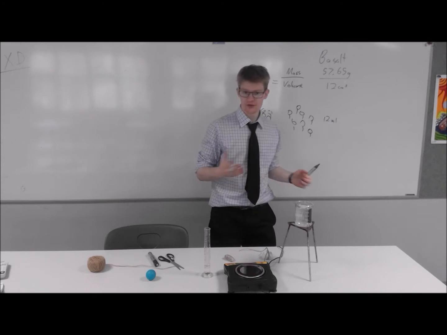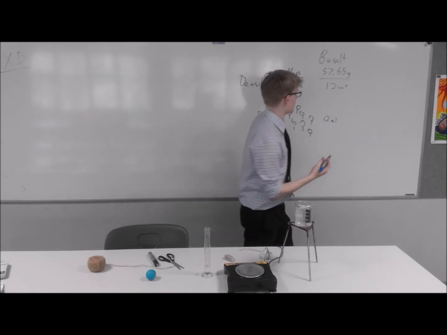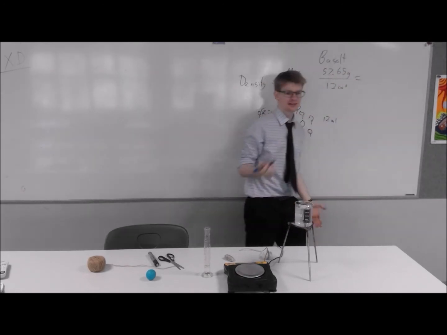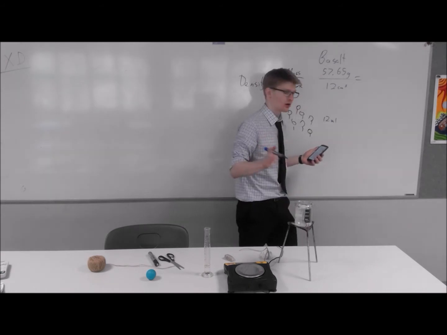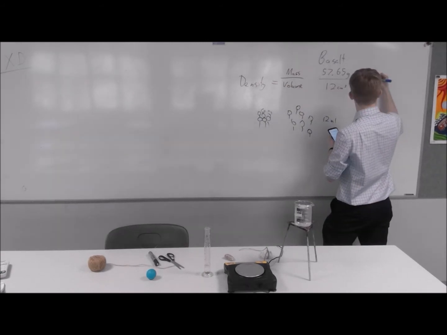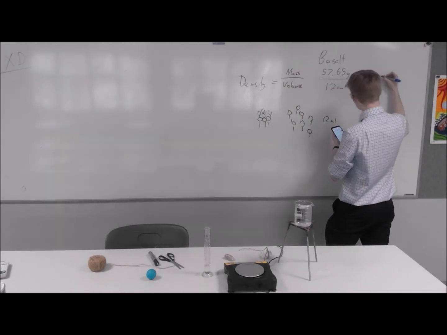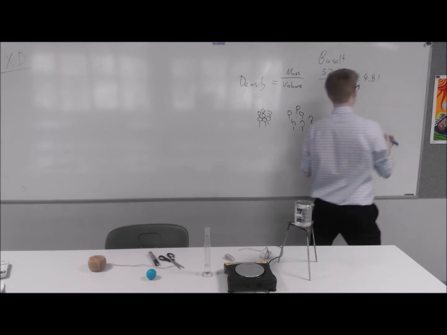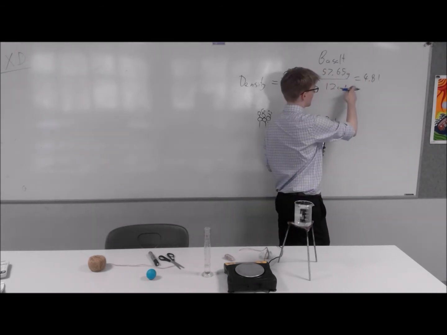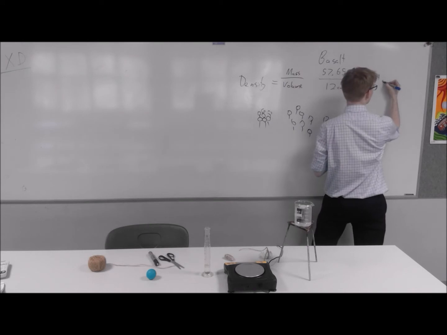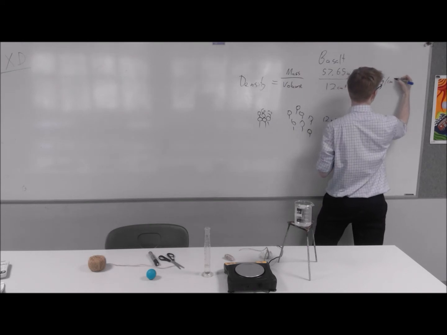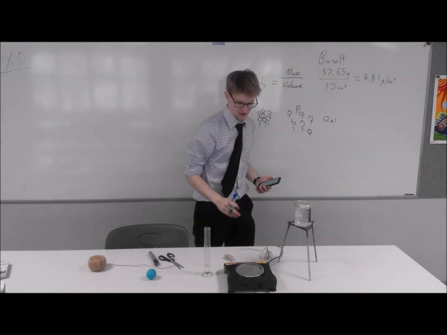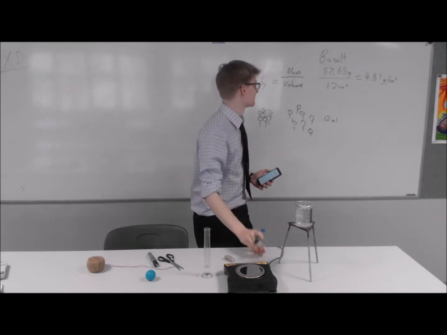I can now do a bit of calculations to work out what is the density. All right, here we go. The density is 4.81. And the unit we use, because we have grams divided by centimeters cubed, we go grams per centimeters cubed. That is the density of this basalt right here. Okay.